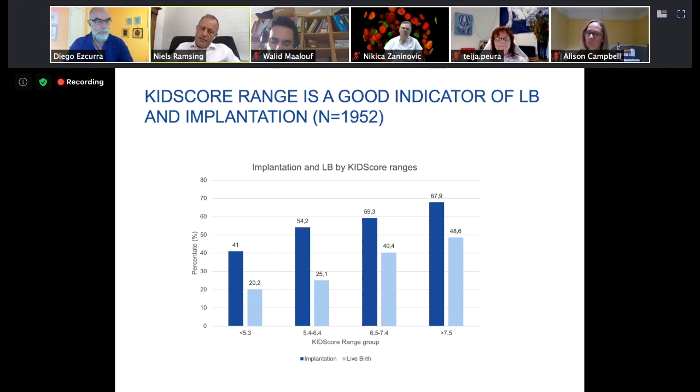And the one with the lowest KIT scores had the lowest implantation rates. They also had the lowest live birth rate, whereas the ones with the highest had the highest birth rates and also the highest implantation rates. And these differences were clearly significant.